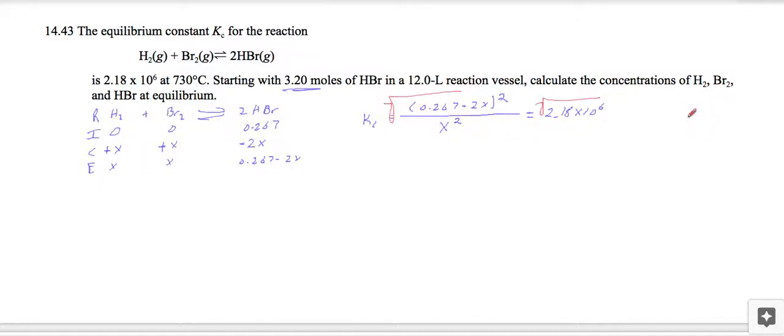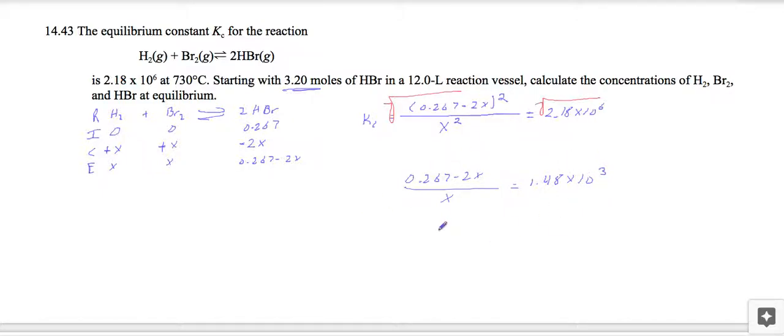And that gets rid of those squares. That's kind of handy when doing these kinds of problems, because with the squared x in there, you're going to be doing a quadratic, and without it, you don't need to. So we have our 0.267 minus 2x over x equals the square root of that guy, which is 1.48 times 10 to the 3rd.